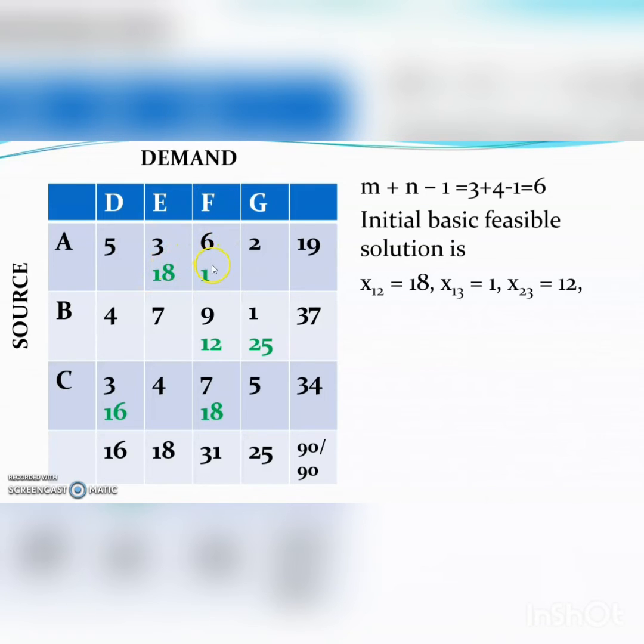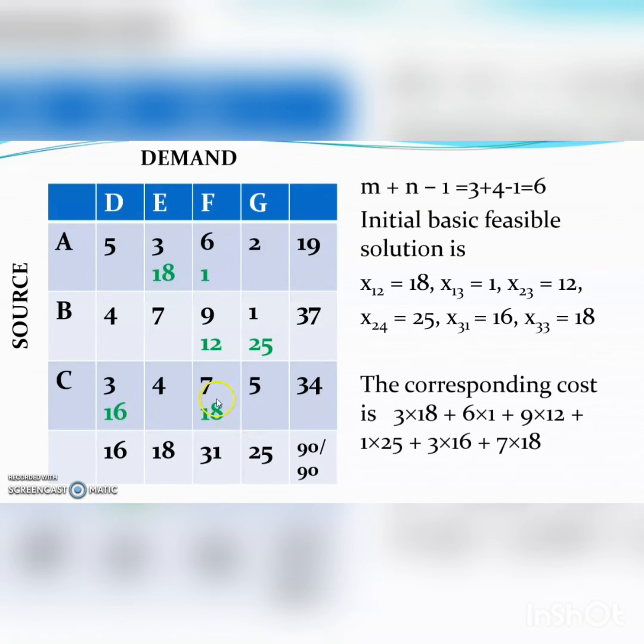The solution is x12 is 18, x13 is 1, x23 is 12, x24 is 25, x31 is 16, x33 is 18, and other decision variables have the value 0, and the corresponding cost is rupees 377. So this is the solution obtained. This is the initial basic feasible solution obtained by the least cost method or matrix minima method.